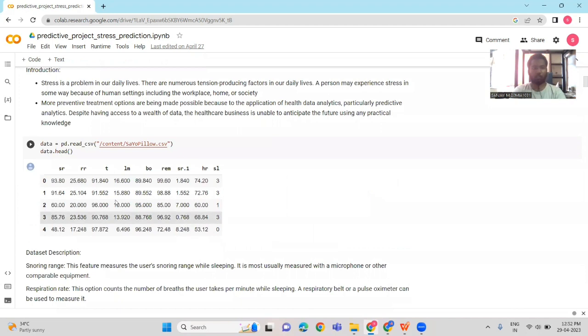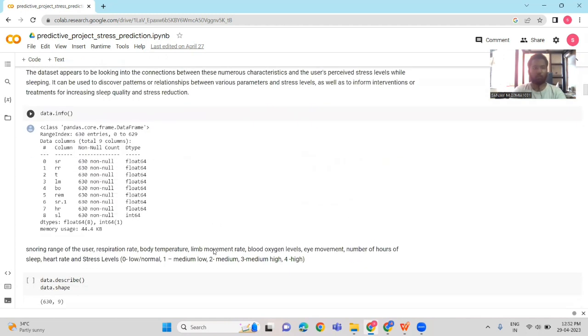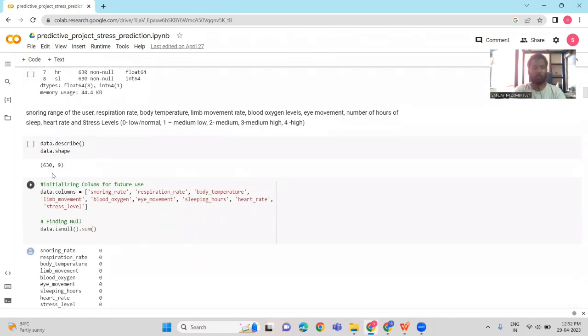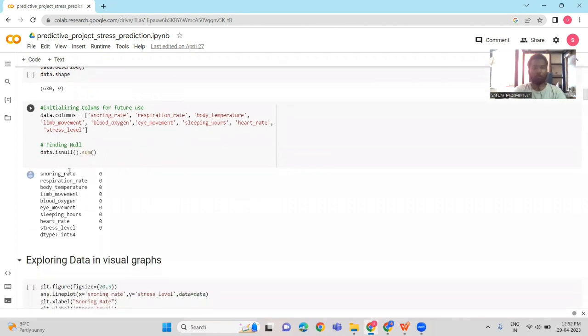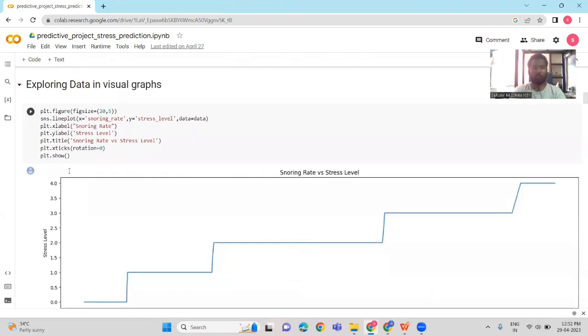This is the data set. As previously discussed, we have all the parameters here. This is the data set description, and we checked the column types. We have 630 rows with 9 columns. There are no missing values. We did exploration on the columns.